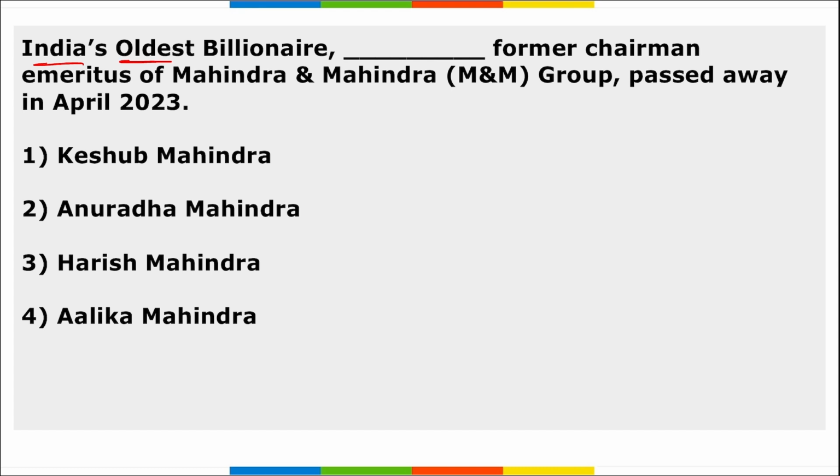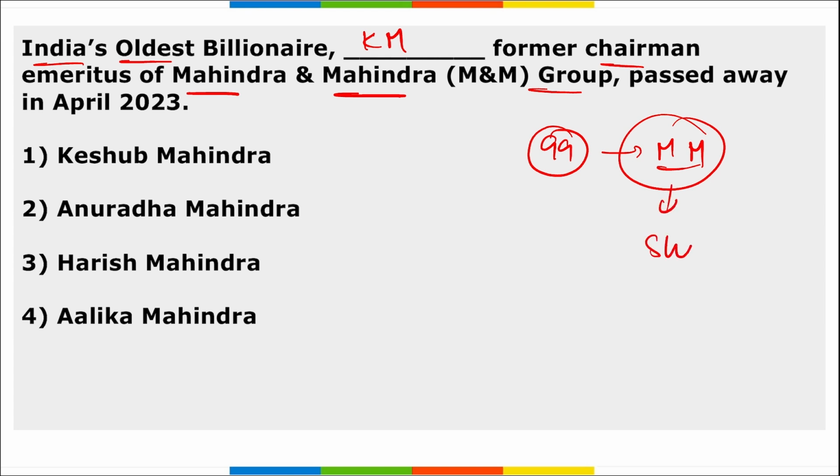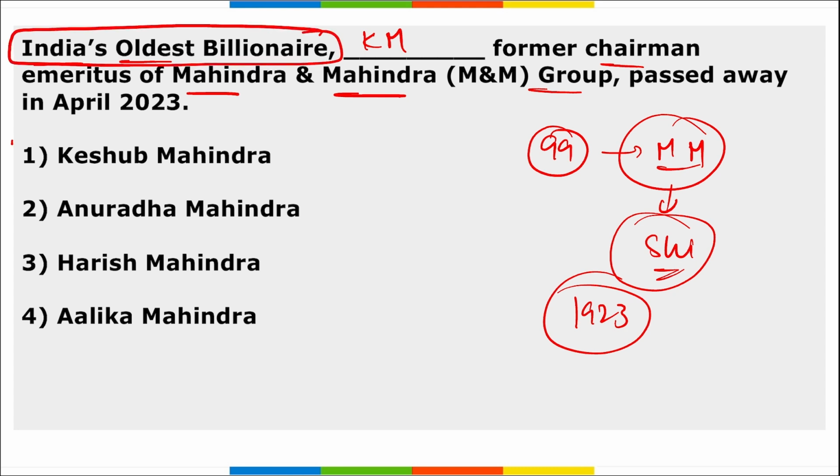India's oldest billionaire dash. So who is India's oldest billionaire? He is Keshub Mahindra. The former chairperson of Mahindra and Mahindra Group has recently passed away. He passed away at the age of 99 in Mumbai, Maharashtra, and he was from Shimla. Right? He was born in 1923, and he is described as the oldest billionaire, Keshub Mahindra. And he is not the world's, but India's oldest billionaire. So the correct option is option 1.